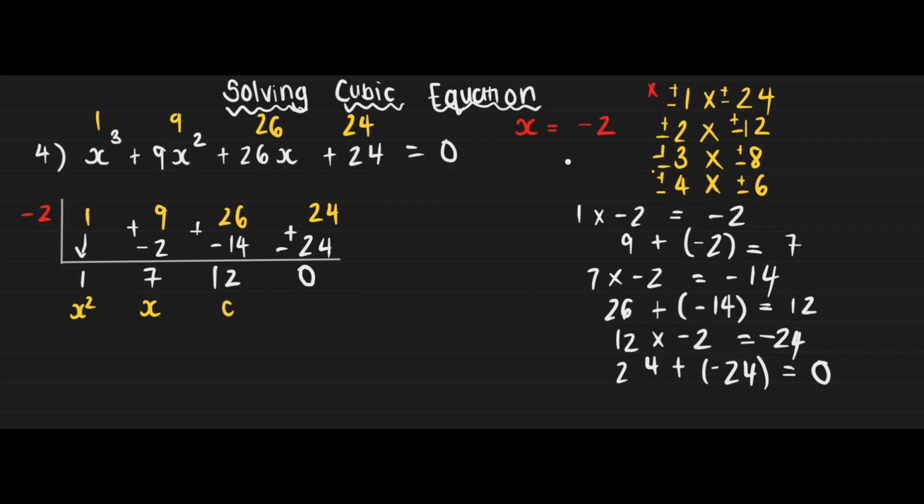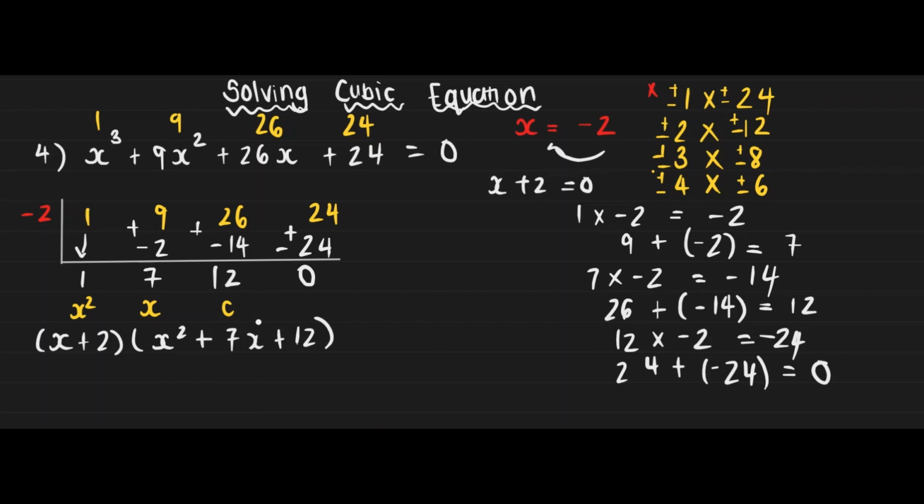This one, first we need to change it. It's going to go to the other side, so it's going to be x plus 2 is equal to 0. So that's going to be our first bracket. So it's going to be open bracket x plus 2. Then this one is going to be x squared, because it's multiplied by 1, plus, since this is positive, 7x plus 12, close bracket. Then now we need to factorize this one.